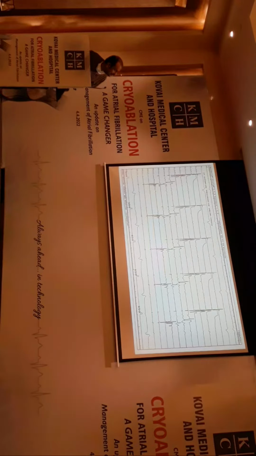So we put a cryo balloon into the pulmonary vein and started freezing. You can clearly see here the first potential and second potential is getting a delay. This is the initial thing which happens when we freeze or do radiofrequency. You are trying to dissociate a pulmonary vein potential from the atrium.